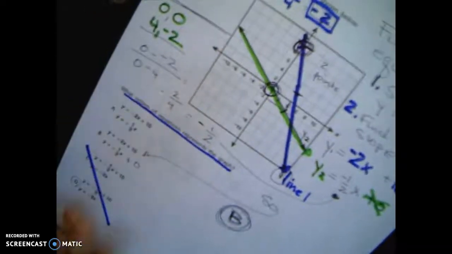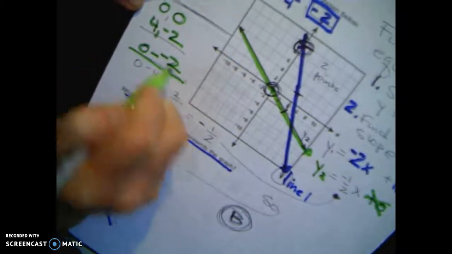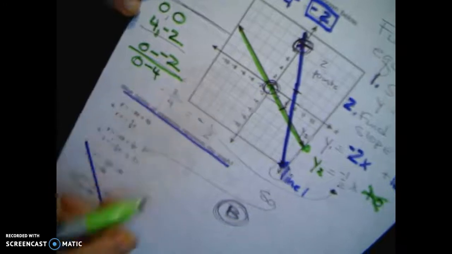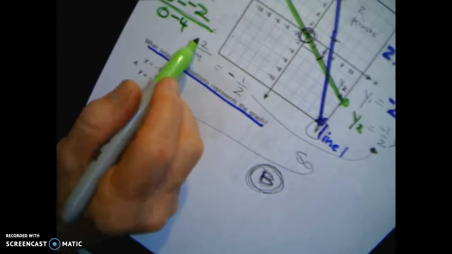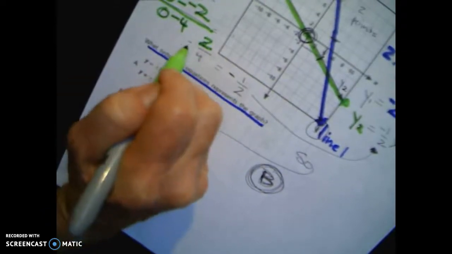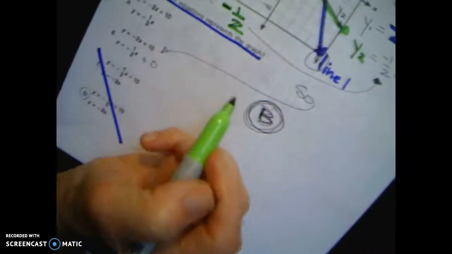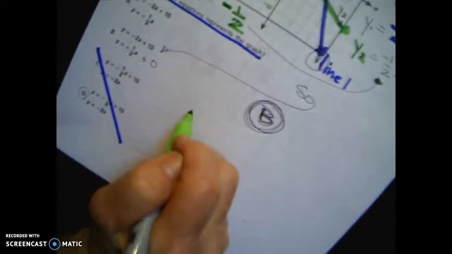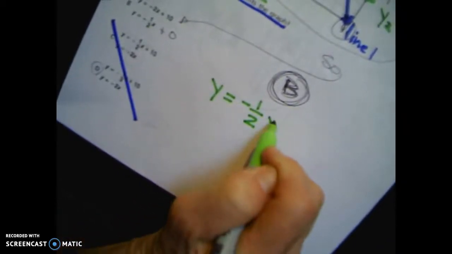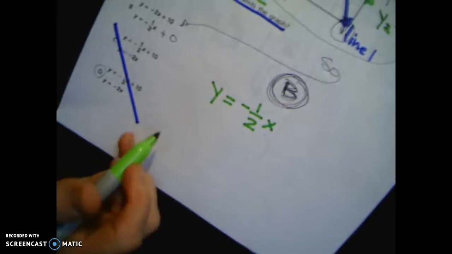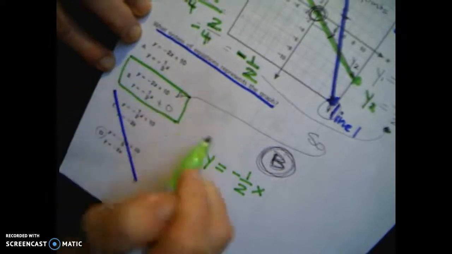So I use my slope formula, and I find that 0 minus a negative 2 divided by 0 minus 4 is equal to, remember when I subtract a negative, I add a positive. So I have a positive 2 on the top. I have a negative 4 on the bottom. I can reduce that to negative 1/2. So my equation turns into y equals negative 1/2 x plus 0, but there is no 0 there. So my correct answer choice in this case is B.